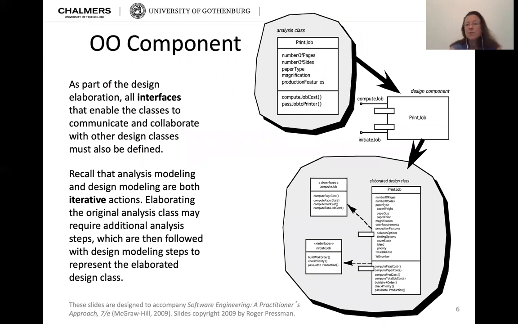So here we have an object-oriented component. We have an analysis class, we have a design component, and then we have an elaborated design class. So, all those go hand in hand. So we started with the class model. You already made that a few weeks ago, the print job here. And the print job in the analysis class has a number of pages, number of sides, paper type, magnification, production features. And then it has the methods of compute job cost and pass job to printer.